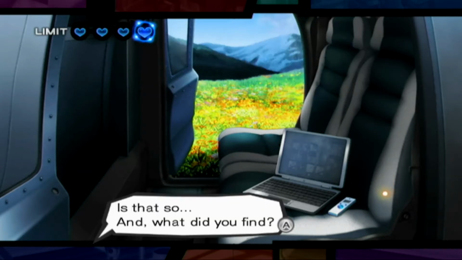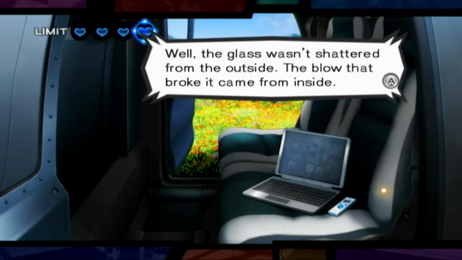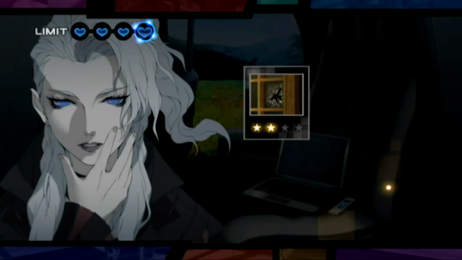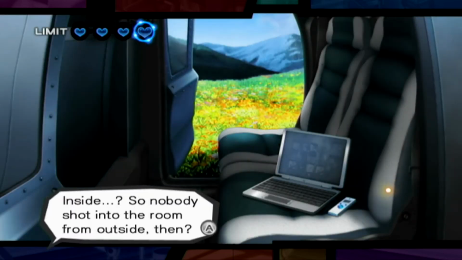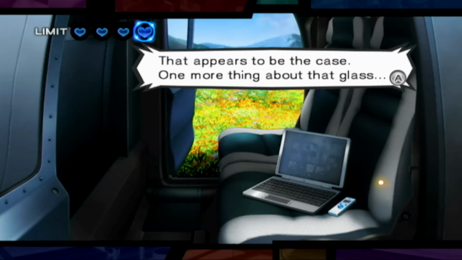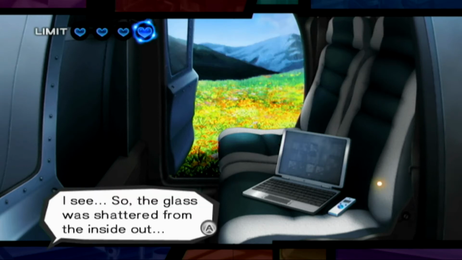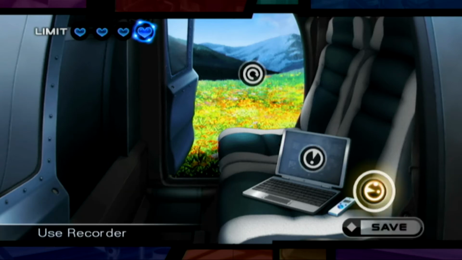Is that so? And what did you find? Well, the glass wasn't shattered from the outside. The blow that broke it came from inside. Inside? So nobody shot into the room from outside then? That appears to be the case. One more thing about that glass. We weren't able to find any evidence like fingerprints or gunshot residue on it. I see. So the glass was shattered from the inside out.